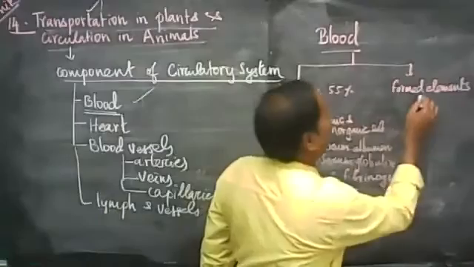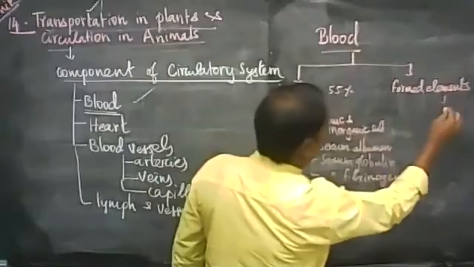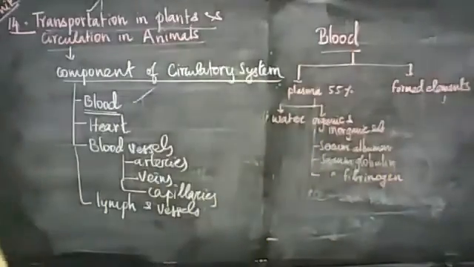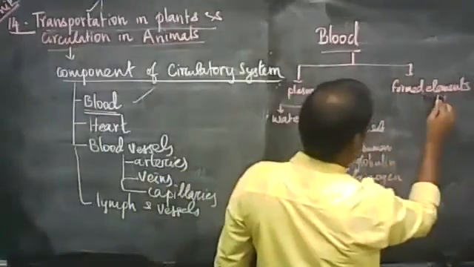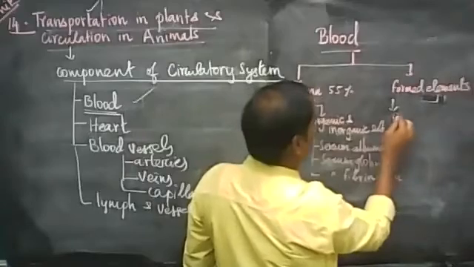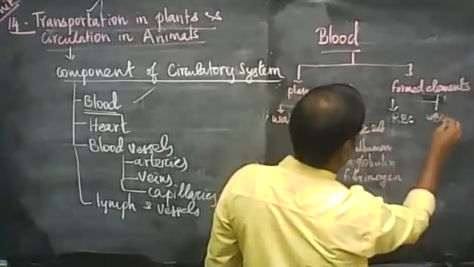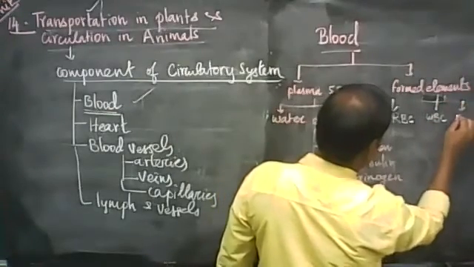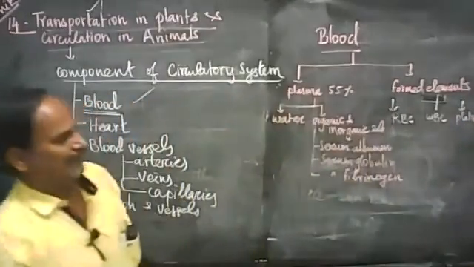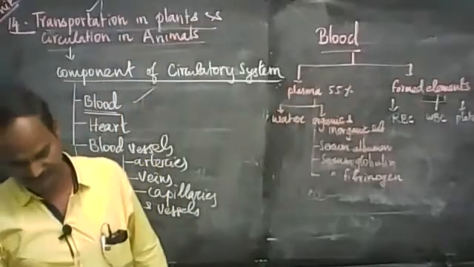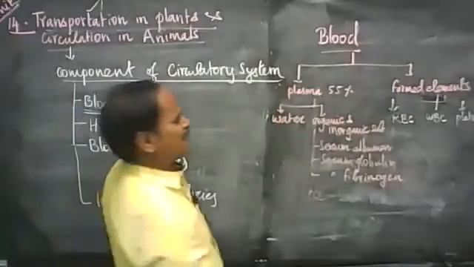Now let's see the formed elements of blood. What are all the formed elements? The formed elements are RBC, WBC and platelets. Here it is divided into 3 major regions: RBC, red blood corpuscles, WBC, white blood corpuscles, and platelets. So likewise, 3 major components come under formed elements. Now let's see one by one. What is the function of RBC?